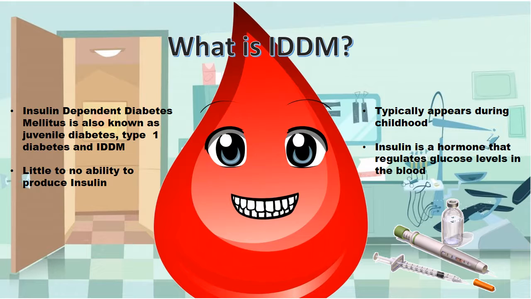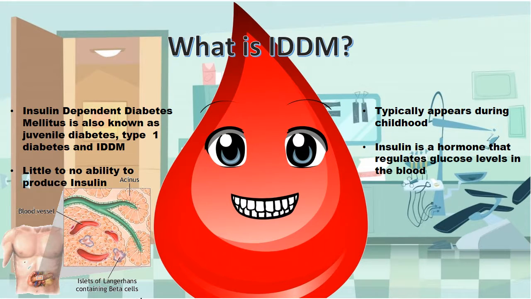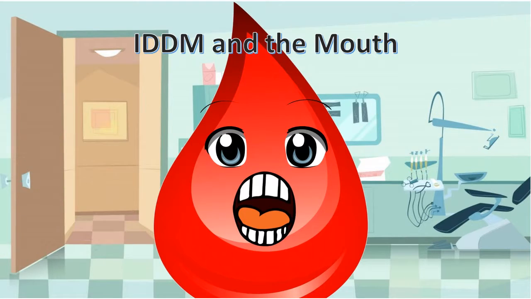It's common to arise in patients during childhood. It's caused by destruction of cells in the pancreatic tissues called the islets of Langerhans. These cells normally produce insulin, which is a hormone that helps regulate glucose levels in the blood. Insulin-dependent diabetes mellitus has multiple effects on the mouth.